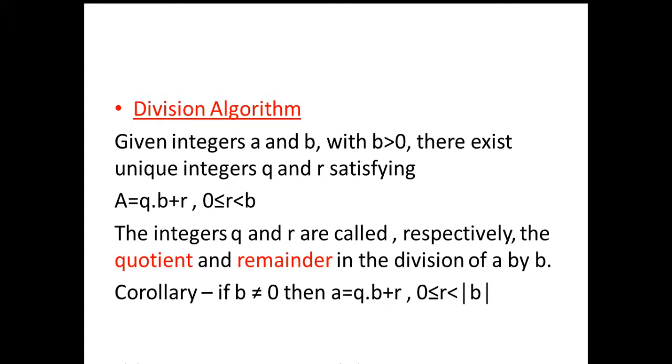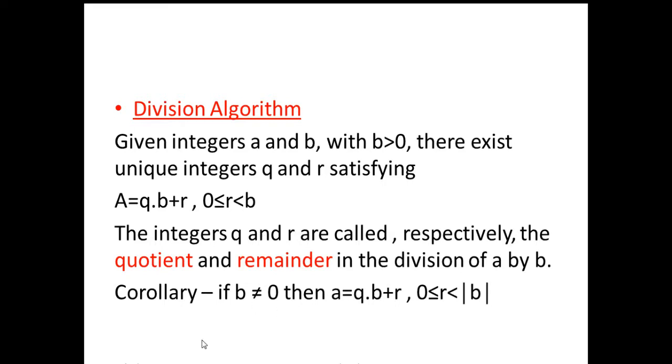What is division algorithm? Given two integers a and b, with b greater than 0, there exist unique integers q and r satisfying a = qb + r, where 0 ≤ r < b. It is strictly less than b. The integers q and r are called respectively the quotient and remainder. This q is your quotient. When you divide a number by another number, you get a quotient and a remainder, and the remainder is strictly less than b. So this is called the division algorithm.